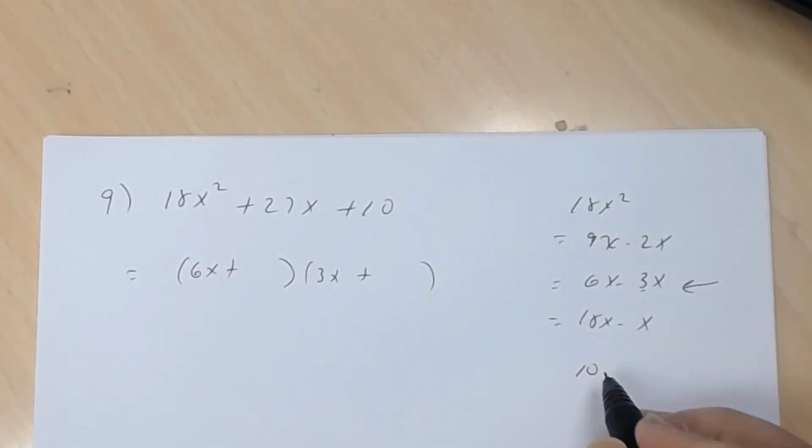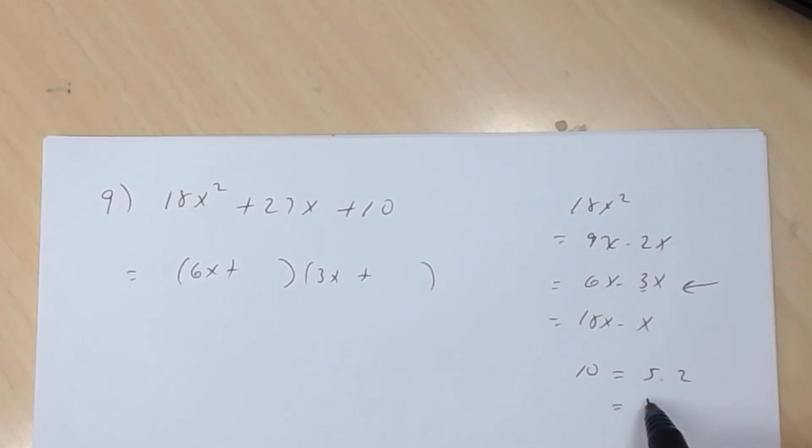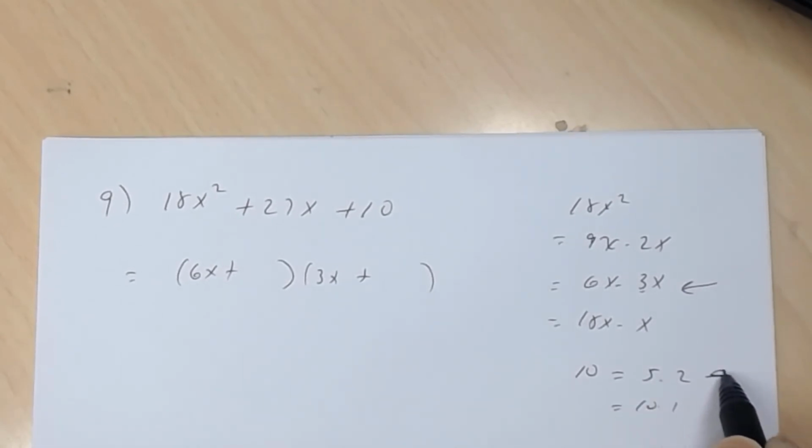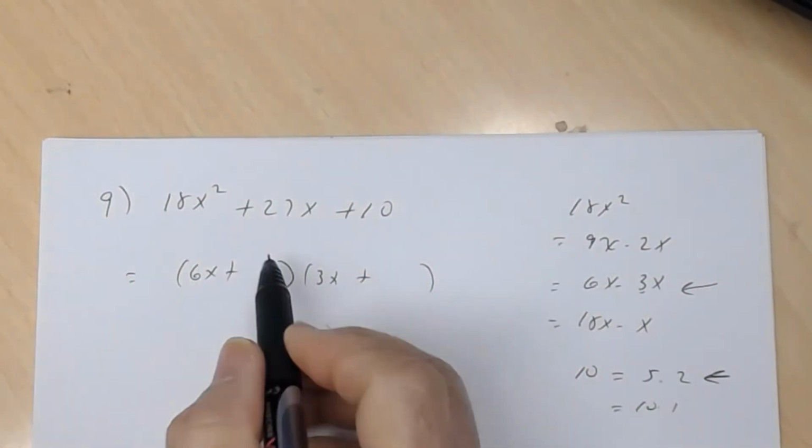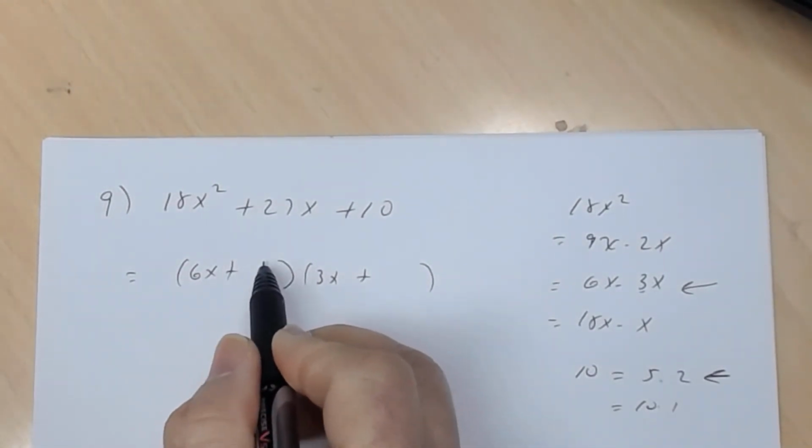For 10, there's only 2 possibilities. There's 5 times 2, 10 times 1. So let's try 5 and 2 first. 5 and 2. So again, remember our discussion.